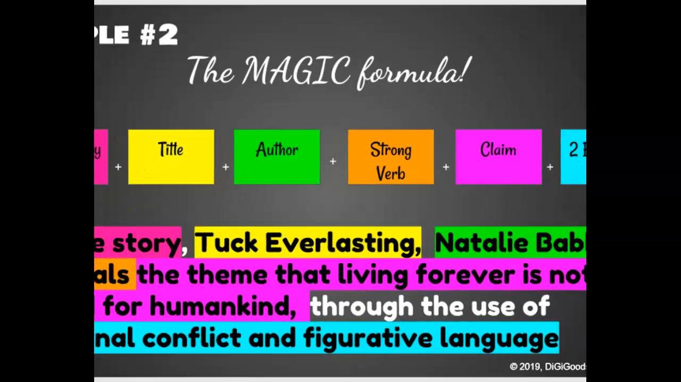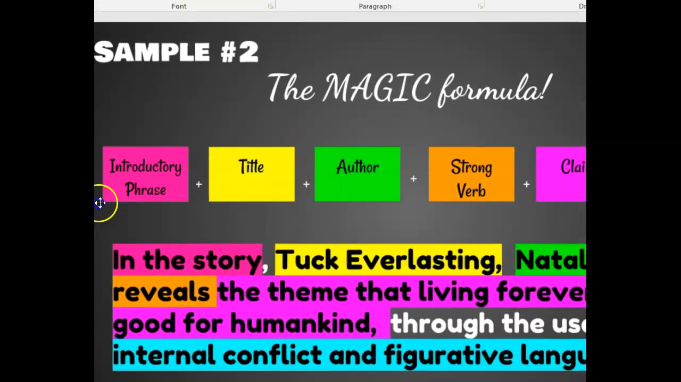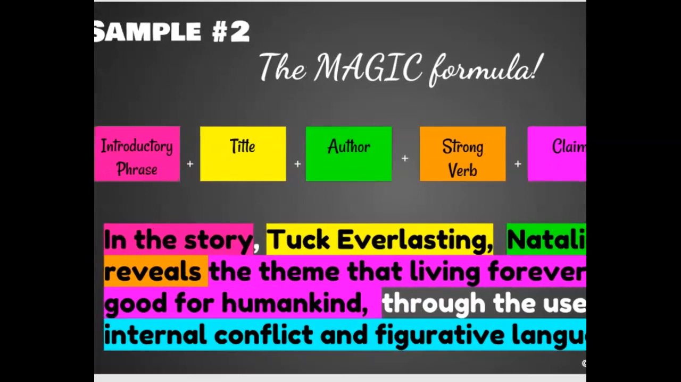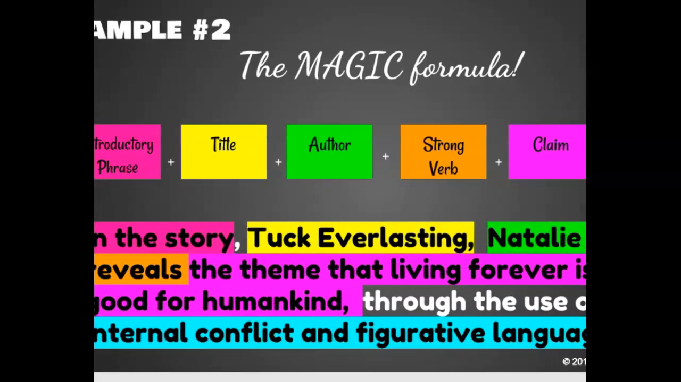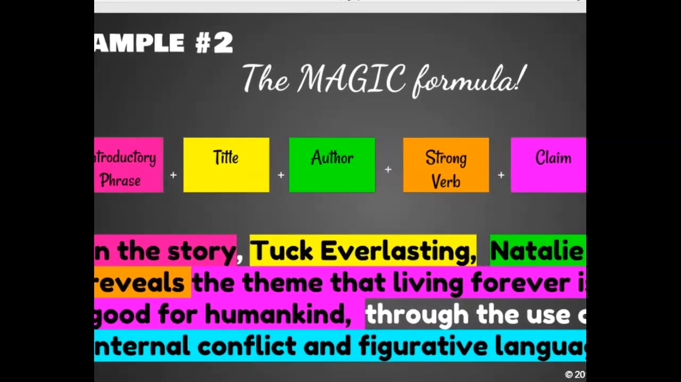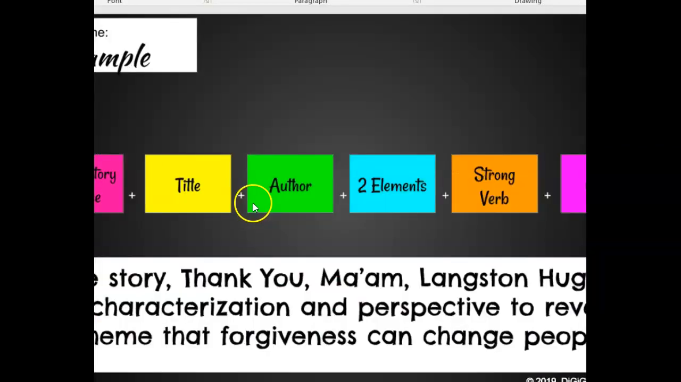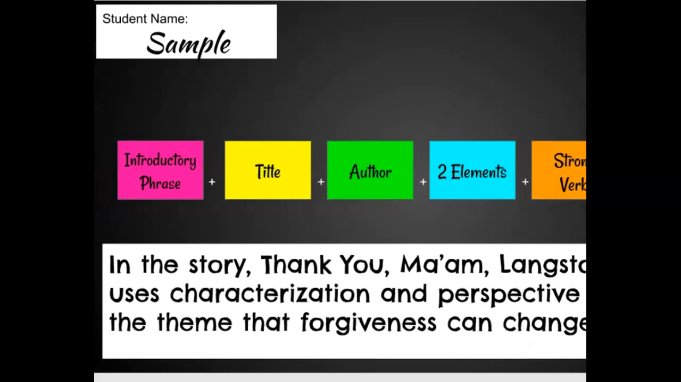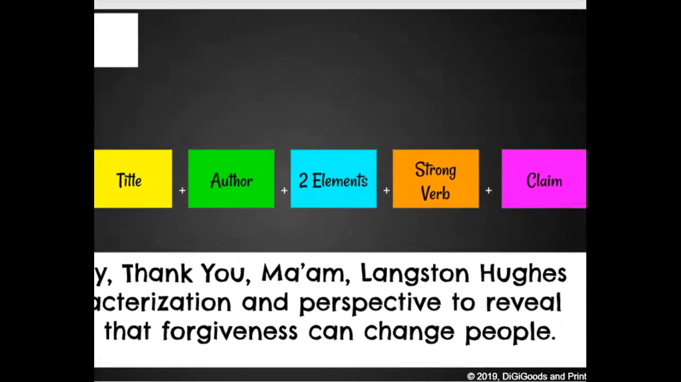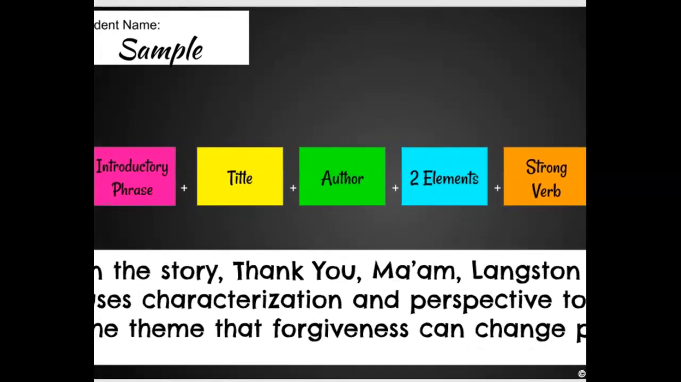Here's another example. And it uses the same introductory phrase, title, author, strong verb, claim, and 2 elements. And they're color-coded on here. In the story Tuck Everlasting, Natalie Babbitt reveals the theme that living forever is not good for humankind through the use of internal conflict and figurative language. Okay, so there are a couple of examples, and I'll go ahead and give you one more that's a student example. So a student wrote this one. In the story Thank You Ma'am, Langston Hughes uses characterization and perspective to reveal the theme that forgiveness can change people.